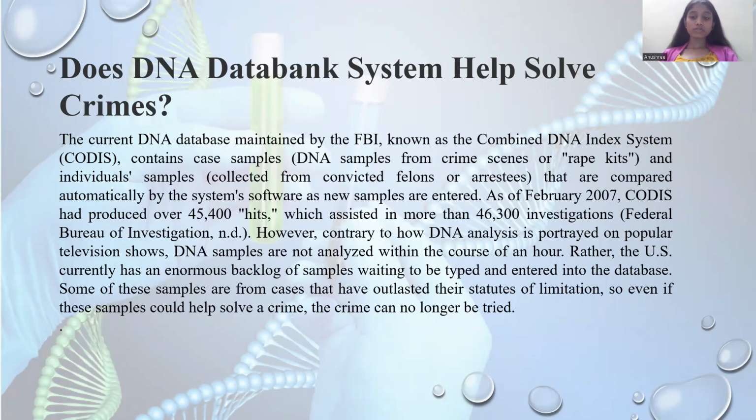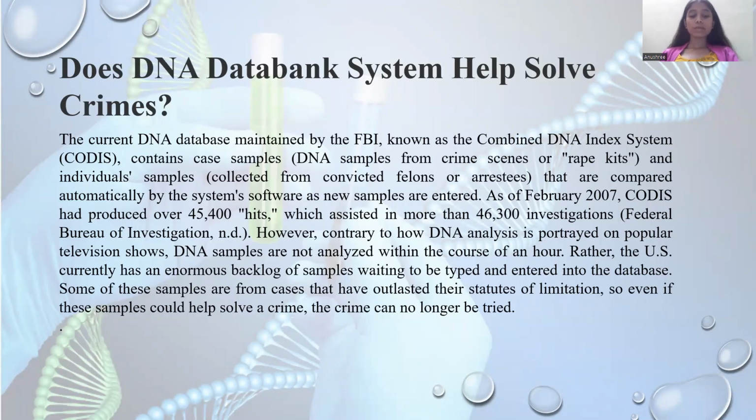As of February 2007, CODIS has produced over 45,400 hits, which assisted in more than 46,300 investigations, according to the Federal Bureau of Investigation. However, contrary to how DNA analysis is portrayed on popular television shows, DNA samples are not analyzed with the wave of a hand. Rather, the US currently has an enormous backlog of samples waiting to be typed and entered into the database.